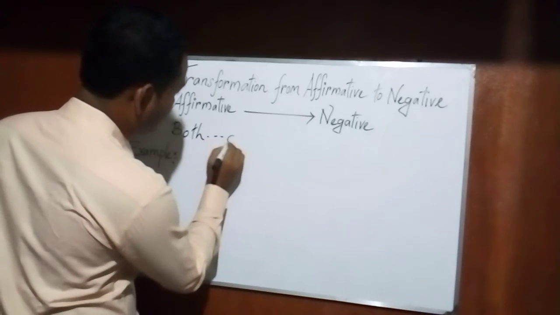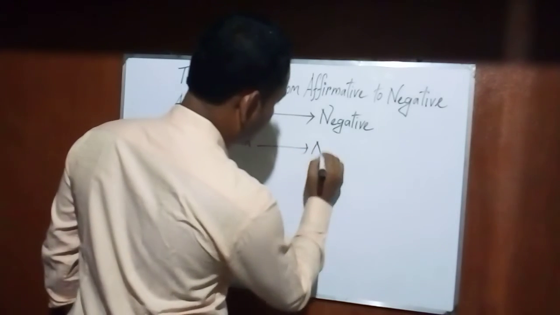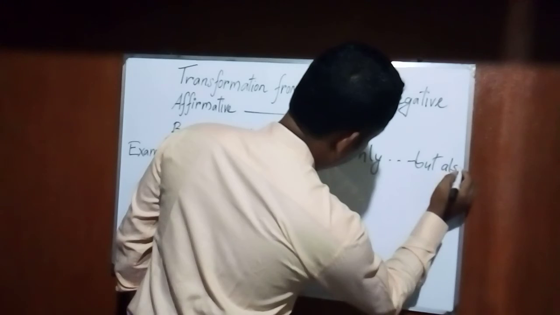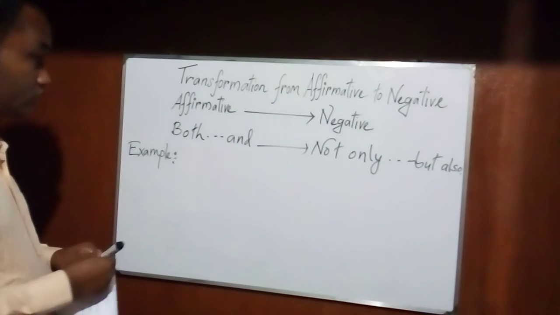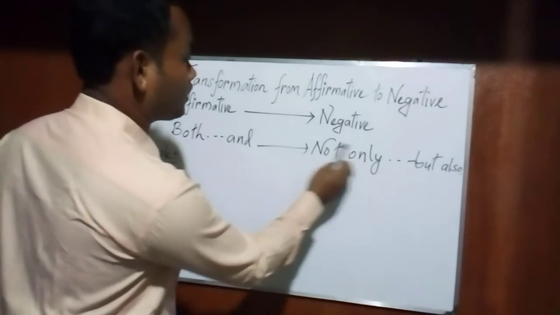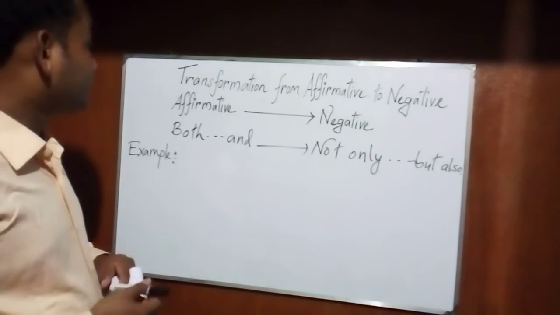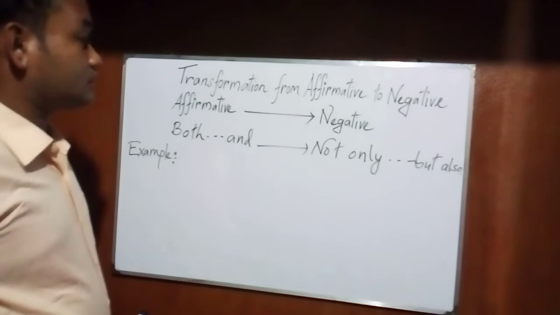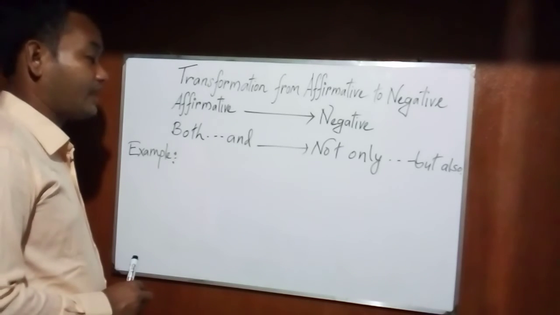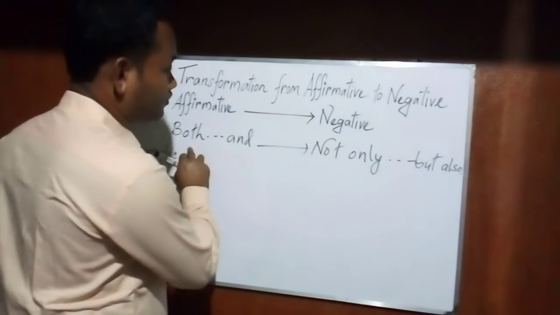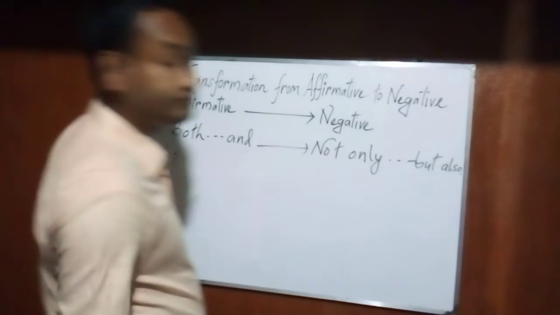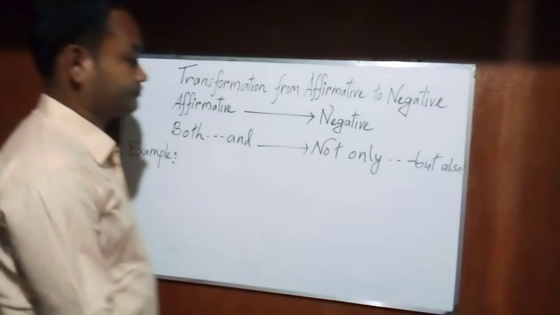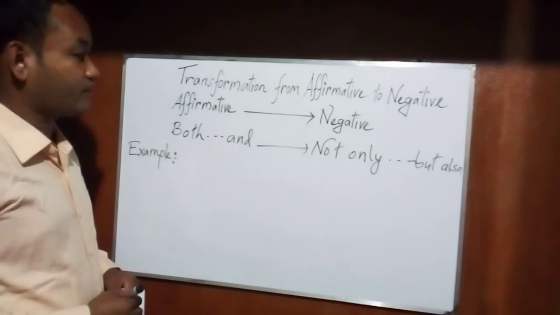Both dot dot and, not only dot dot but also. Both dot dot and, not only but also. If you see both dot dot and in an affirmative sentence, you have to transform this affirmative sentence into negative using not only and but also. Instead of both you can use not only, and instead of and you can use but also. It's a very easy and very interesting sentence.